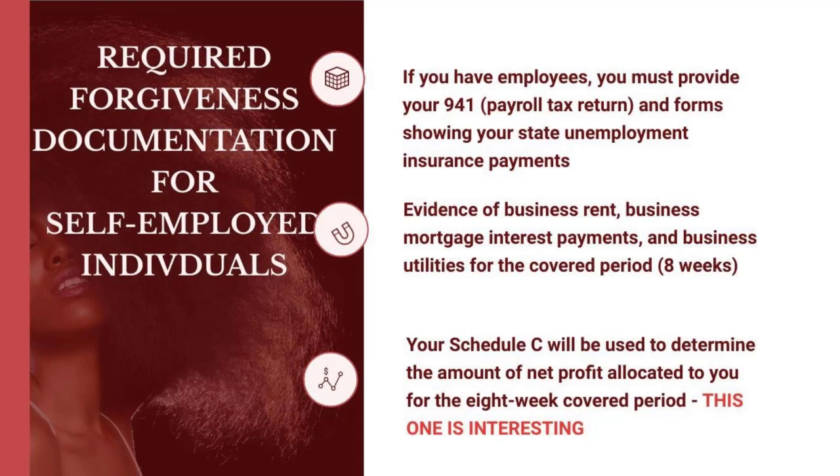So it's interesting that they're saying that they want to see your Schedule C, or rather your Schedule C is going to be used to determine the amount of net profit allocated to you. So what this tells me is that they're going to look at your Schedule C, which is going to have your net income. So let's assume that your net income on your Schedule C says $31,000. They're going to then look to see how much you actually paid yourself. They're going to want to see your draws. How much did this individual draw in whatever year or period they're looking at?